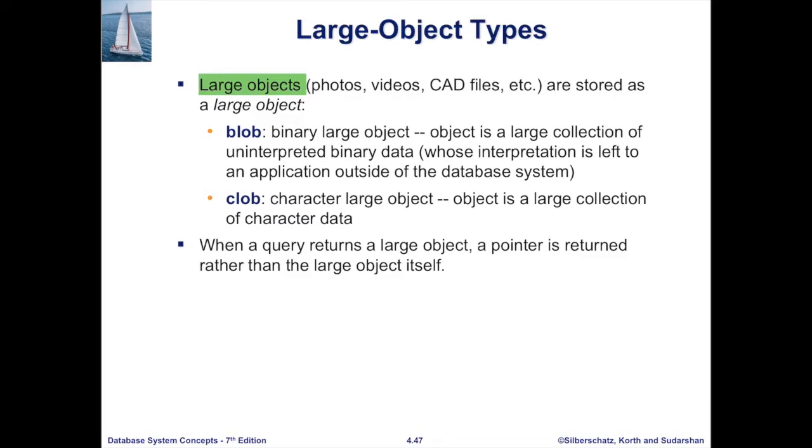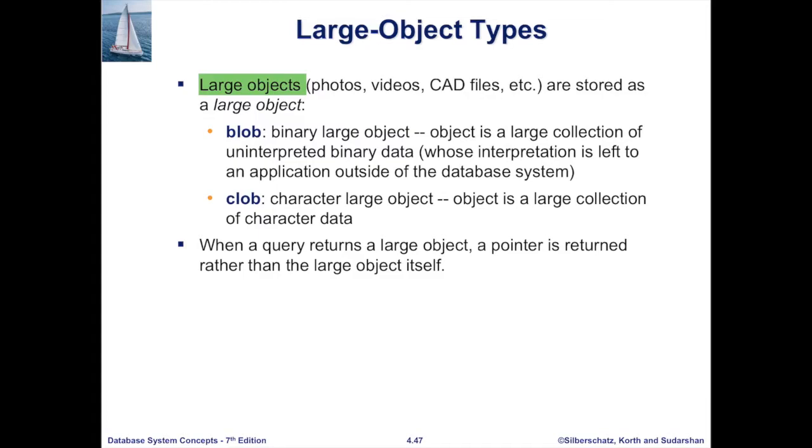In fact, for big data, the majority of the composition is data coming from machines that collect data at every time point. For example, sequencing machines, satellites, and other IoT devices. So there are two types of large object types here. The first one is the blob, or binary large object. In this case, the content of the blob is some uninterpreted binary data. Most of the time, these are photos, videos, and CAD files.